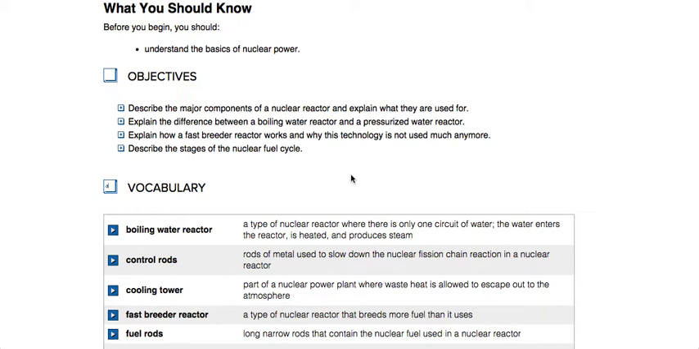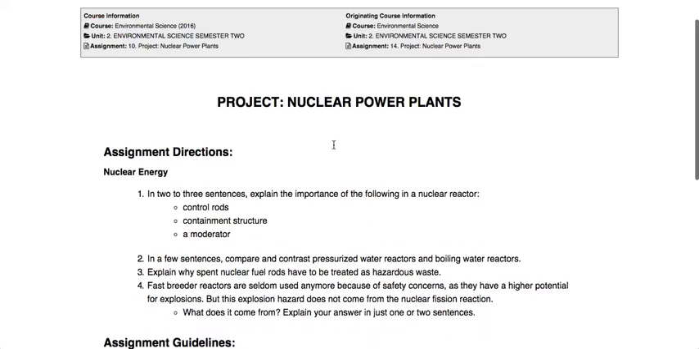Again, there's multiple points, but there's really three main parts in the nuclear fuel cycle. So it's basically the progression of fuel from mining all the way to its waste disposal stage. Those are the highlights of the chapter. Now let's actually take a look at the actual project.